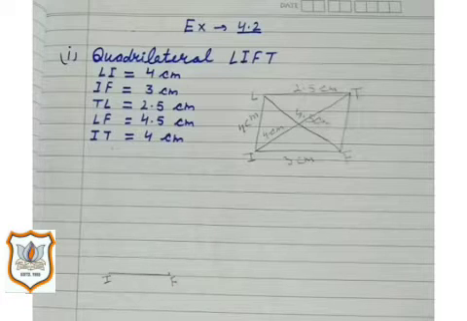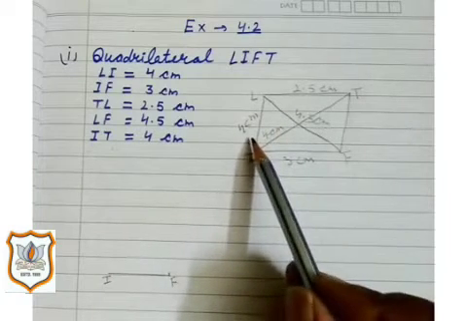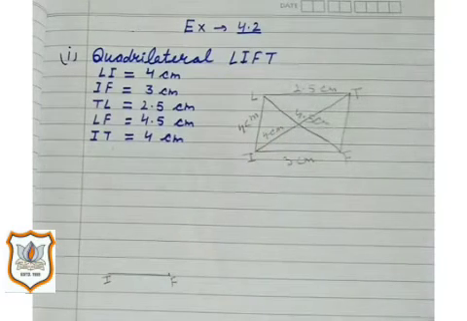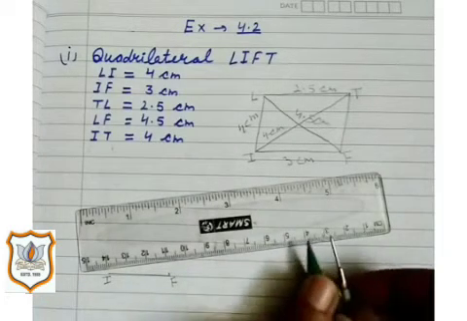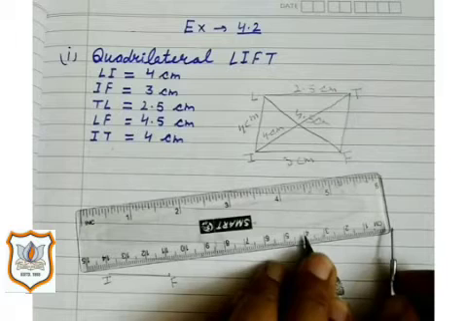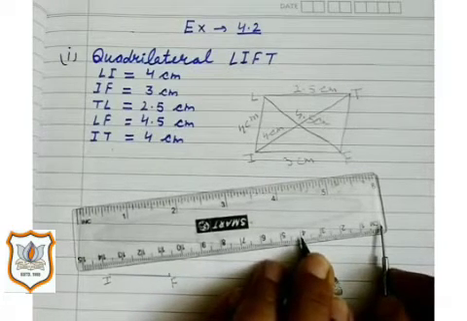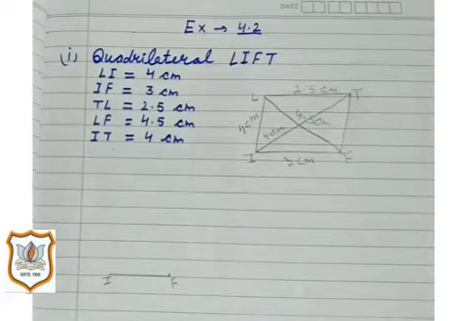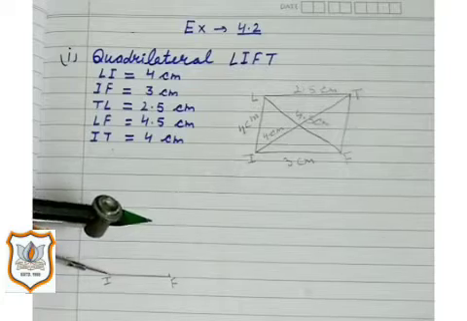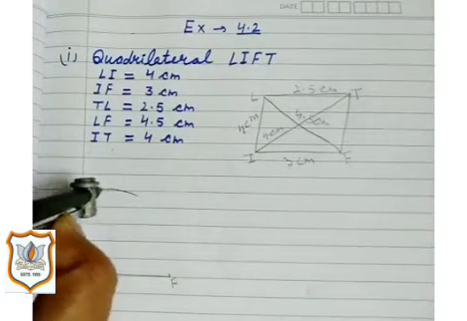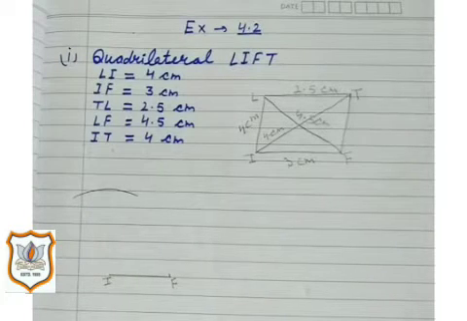Now, we will draw LI and LI is 4 centimeter. So, we will take 4 centimeter in compass. You can see here, this is 4 centimeter. And we will draw arc with I as a center. This is arc of radius 4 centimeter.